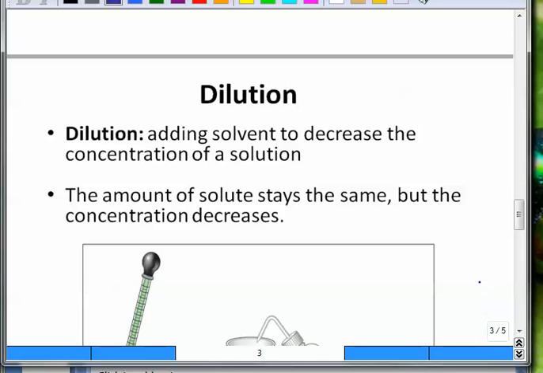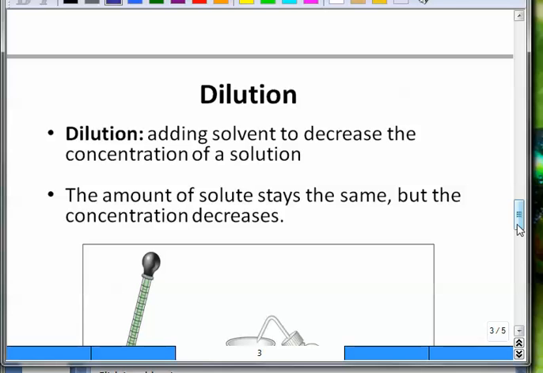Now, in many instances in the laboratory, we would like to create solutions of known molarity from stock solutions that are usually of a higher concentration. So I will either purchase or make a stock solution that has a relatively high concentration of a given solute, and then I will dilute it to the appropriate concentration for my experiment or for whatever purposes I need.